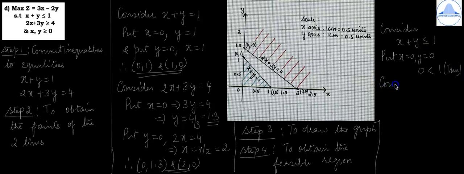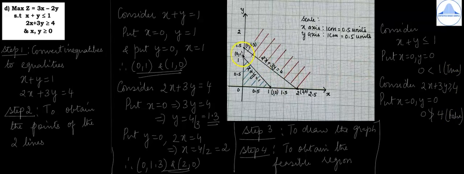Then take the next inequality. So the next inequality is 2x plus 3y greater than or equal to 4. Next again put x equal to 0, y equal to 0. So what will you get on the left hand side? You'll get 0. On the right hand side you have 4. Is 0 greater than 4? 0 is not greater than 4. So it is false. So when it is true, you have to shade towards the origin. When it's false, away from the origin.